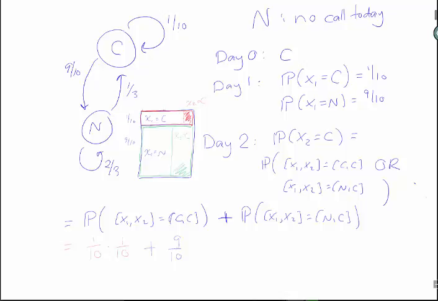So the total proportion of all the trials where I did not call on day 1 and did call on day 2 is 9/10 times 1/3. 9/10 of the time I didn't call on day 1, and of those, 1/3 of them had me calling on day 2. These kinds of calculations are the kinds of calculations we'll be doing for random walks.